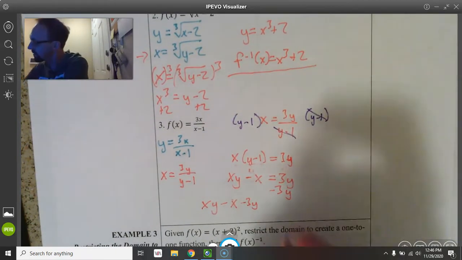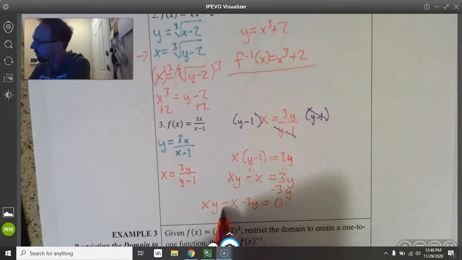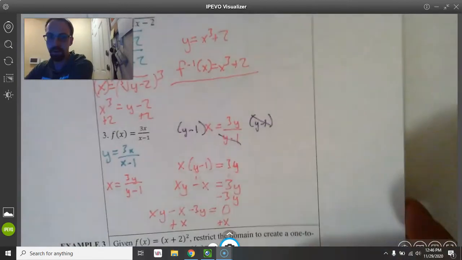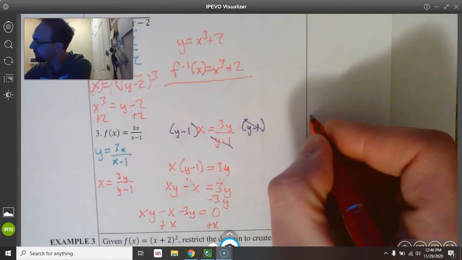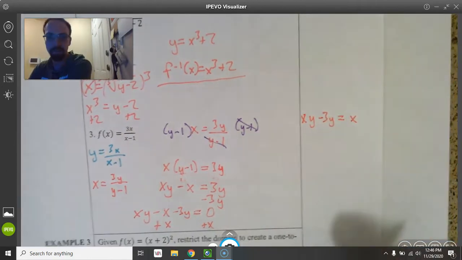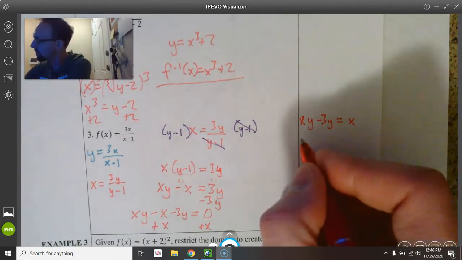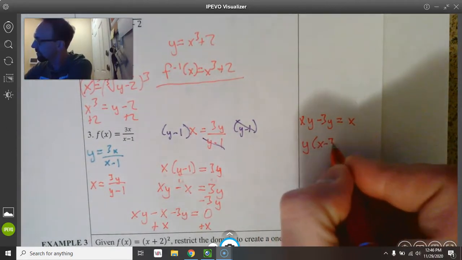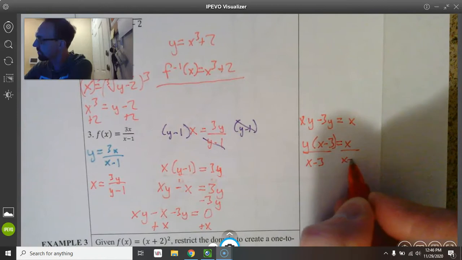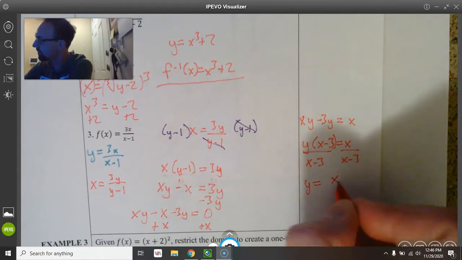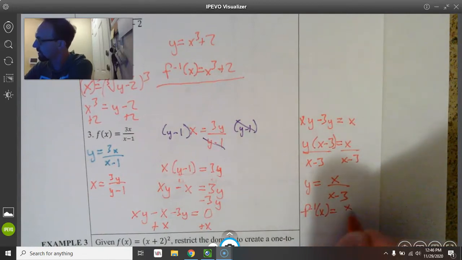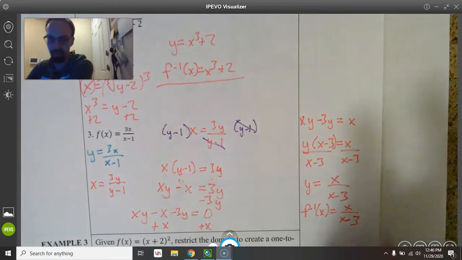So here now I want to equal 0. So now I want to add x on both sides. Add x, add x. So here now I have xy minus 3y equals x. So now I can factor out a y from both of these. And I get y times x minus 3 equals x. Now I can divide by x minus 3. And I get y equals x over x minus 3. Then I substitute f inverse of x in for that. There we go.